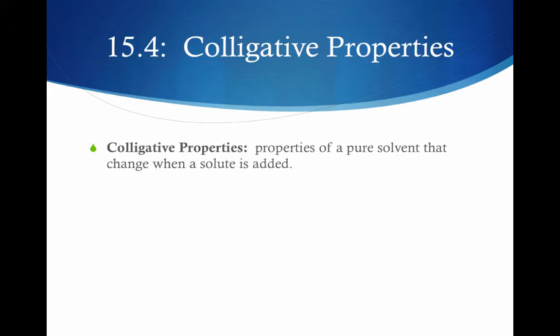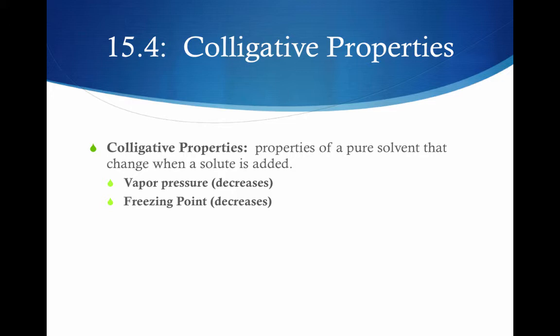Colligative properties are properties of a pure solvent that change when a solute is added. So in other words, they're properties of, say, the solvent water that change when something like NaCl is dissolved in it. There's a lot of colligative properties. The ones that we're going to look at in this class are vapor pressure. Vapor pressure decreases when solute is added to a solvent. Freezing point, this also decreases when solute is added to a solvent.